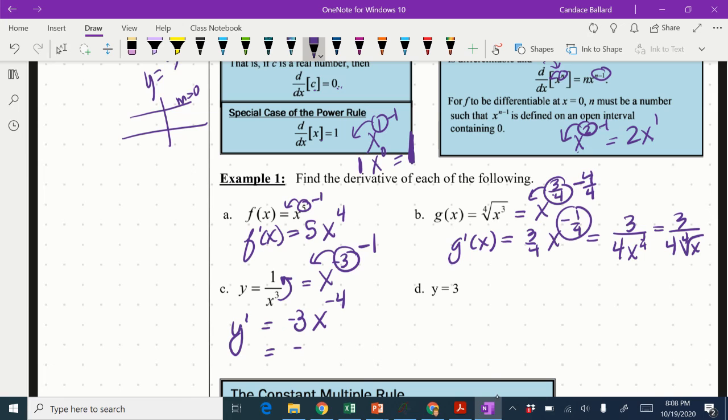However, that might not be what you're given in one of the homework systems or multiple choice. So I may need to bring this negative exponent back downstairs. When I bring it back downstairs, it becomes positive. I'm just going to use y prime notation. This is a constant. The derivative of any constant, no matter what it is, is always 0.